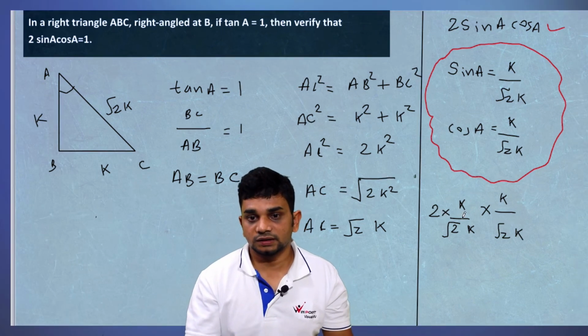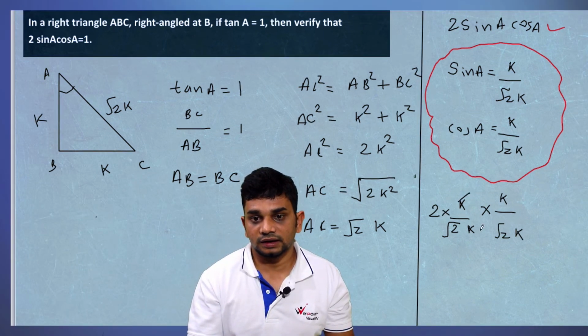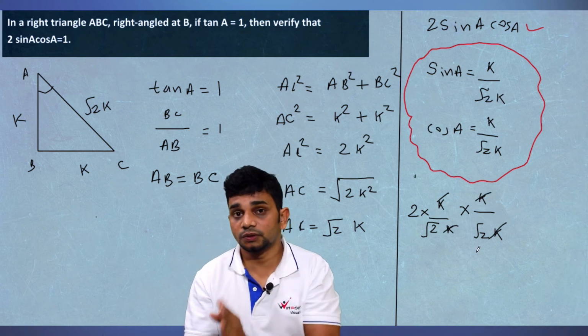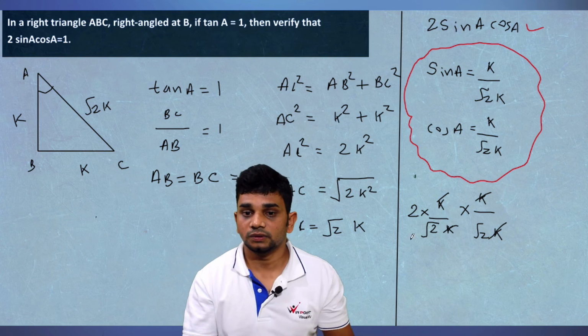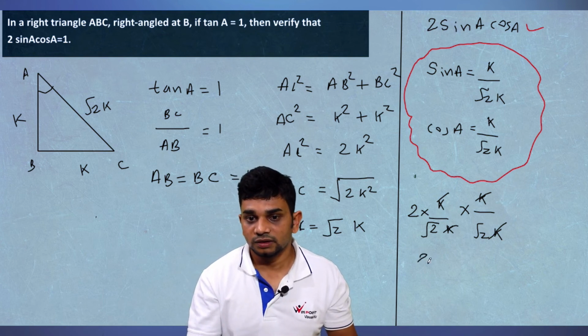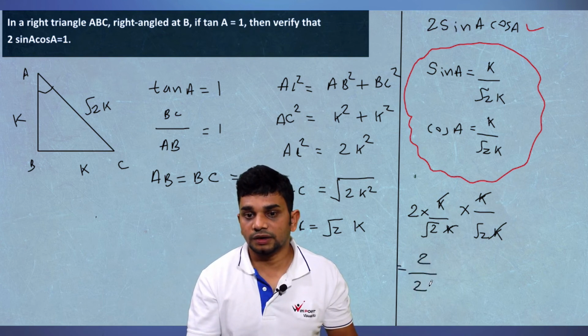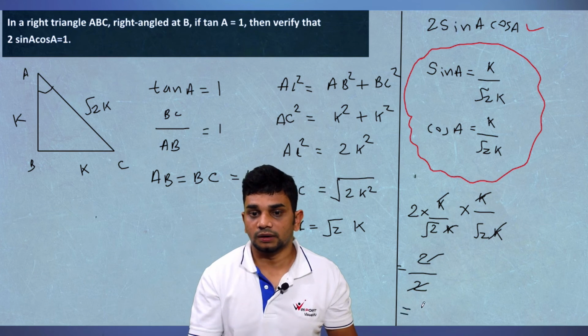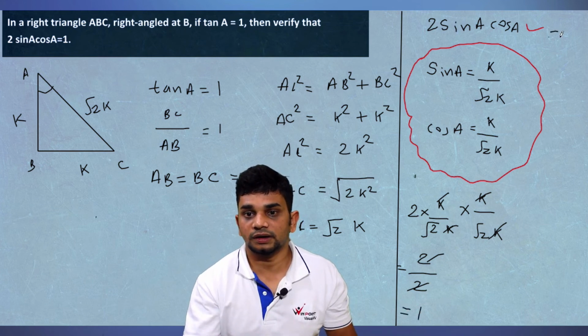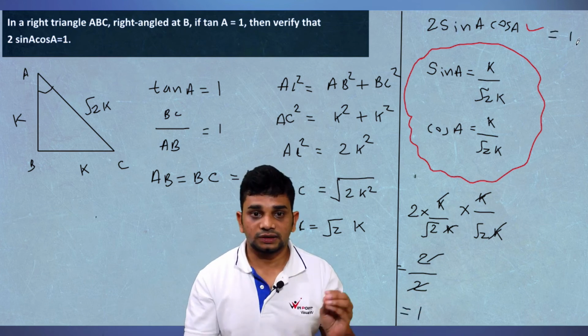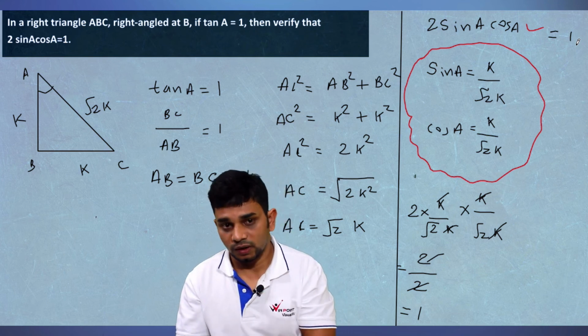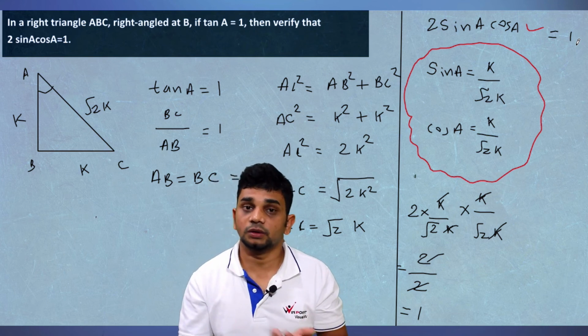k will cancel each other, right? k and k cancelled and k and k cancelled. Root 2 into root 2, root 4. Root 4 is 2. So we can say that it will be equal to 2 by 2, which is equal to 1. That we need to prove here, right? Hence it's proved. If tan A equal to 1, then 2 sin A cos A will be equal to 1.